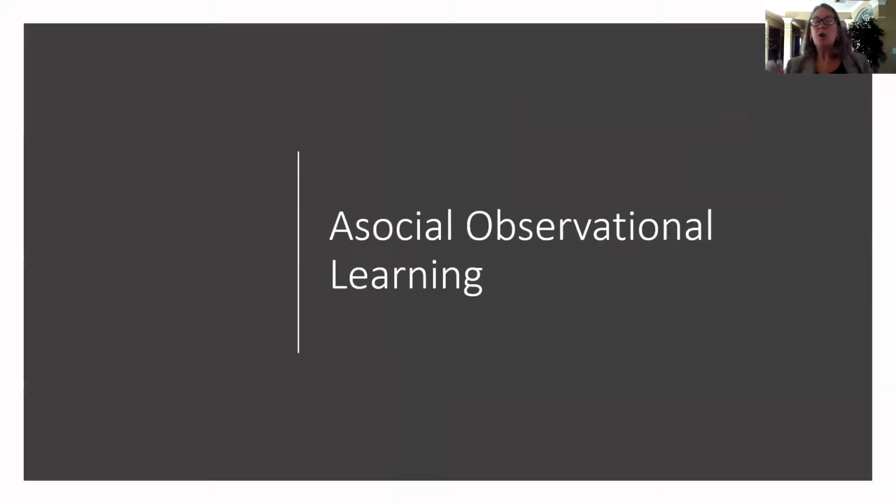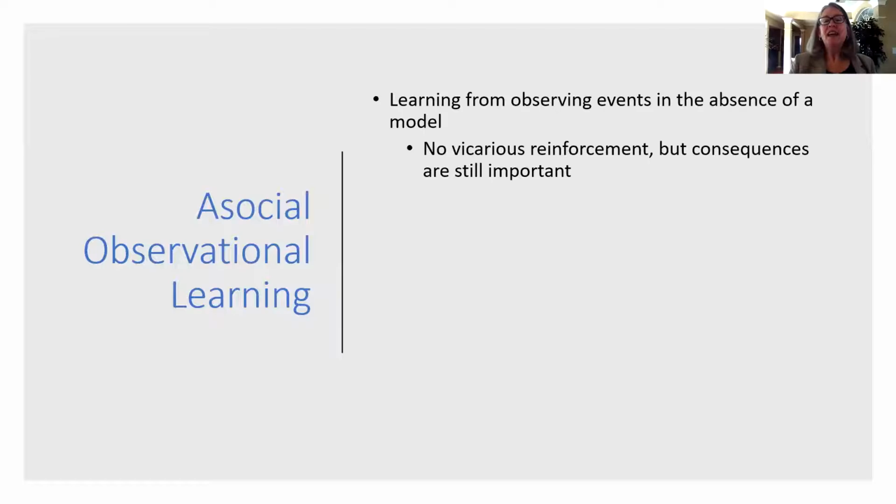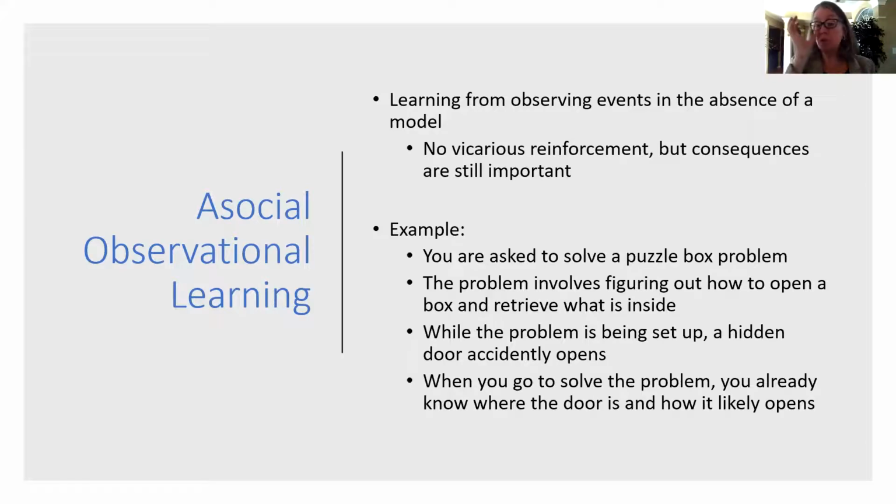But there's also asocial observational learning. Now, what is this? Asocial observational learning is when we learn when there's no model. There's no person or animal showing us how to solve the task. But we do get some information from the environment that gives us ideas of how to solve the task. So there's no vicarious reinforcement because there's no model doing something that then gets rewarded, or no model doing something that then gets punished. But the consequences are still important.